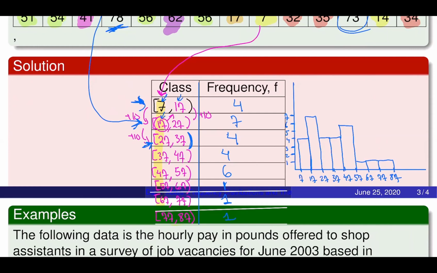All right. And that's your frequency histogram. So let me write that down. Any questions in regard to the frequency histogram?